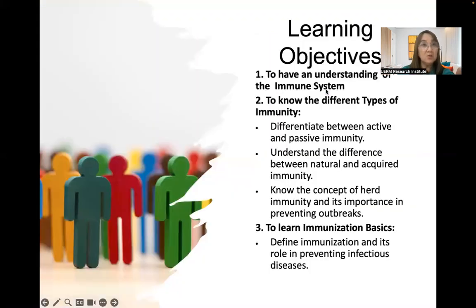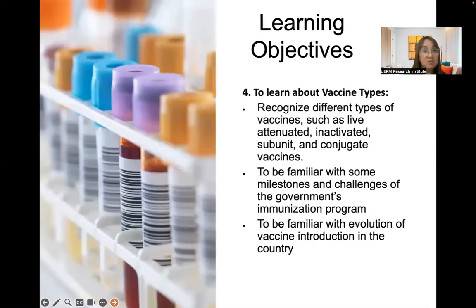These are the learning objectives. 1, to have an understanding of the immune system, to know the different types of immunity, differentiate between active and passive immunity, understand the difference between natural and acquired immunity, know the concept of herd immunity and its importance in preventing outbreaks. 2, to learn immunization basics, define immunization and its role in preventing infectious diseases.